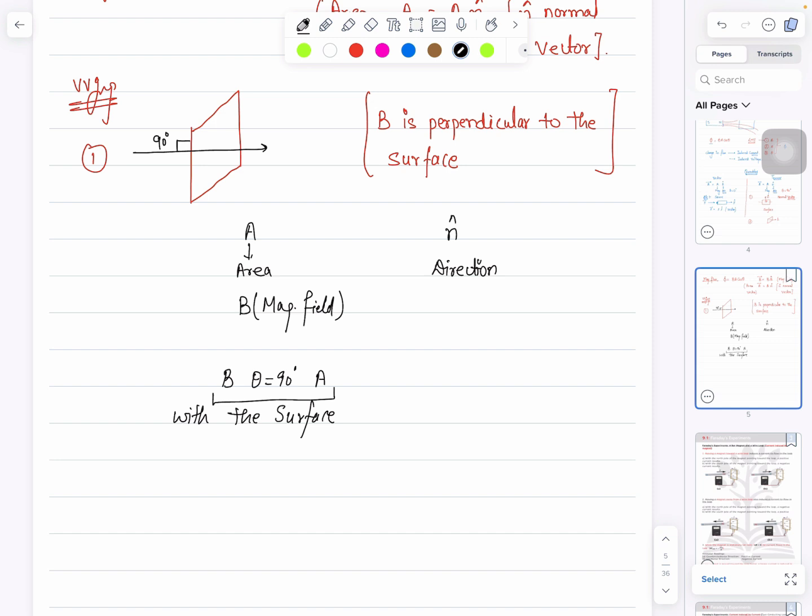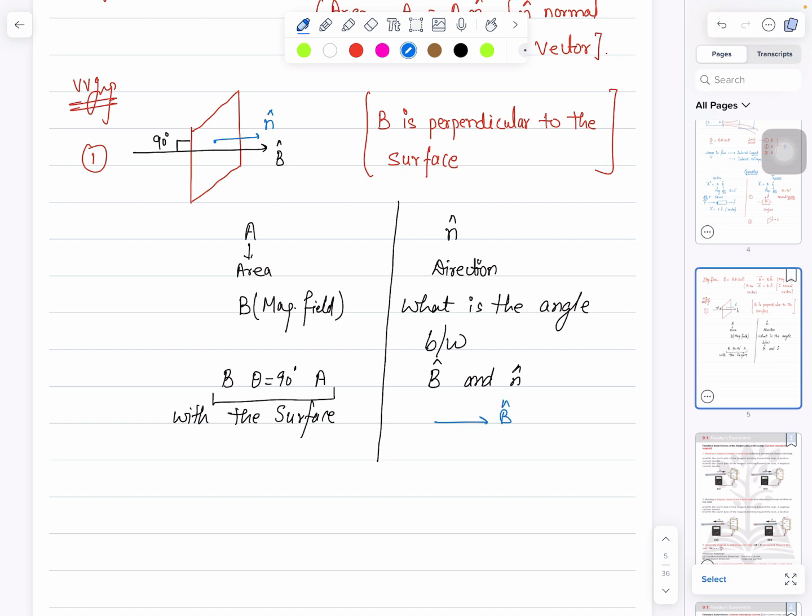Do you understand? Now my question is, what is the angle between B cap and N cap? Okay, this you understand, this is your B cap. But where is the N cap? Tell me. This is the surface, and I told you N cap should be like this. So B cap is like this, N cap is like this. So what is the angle here?